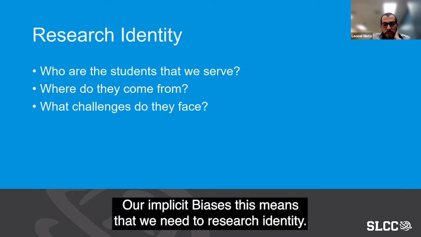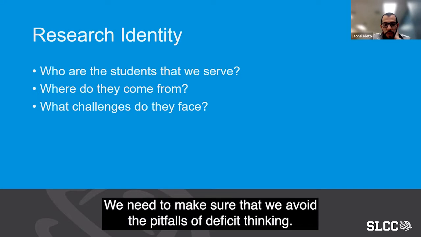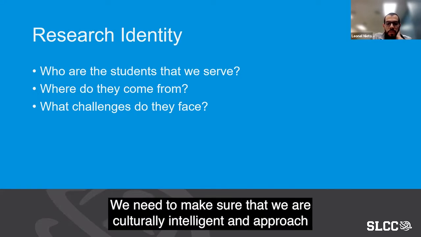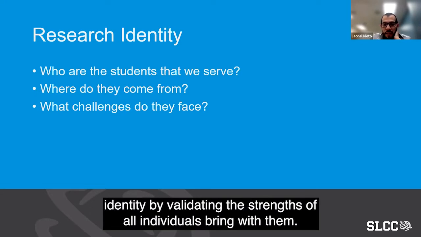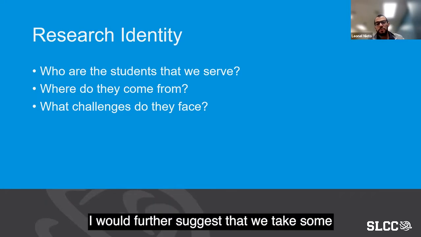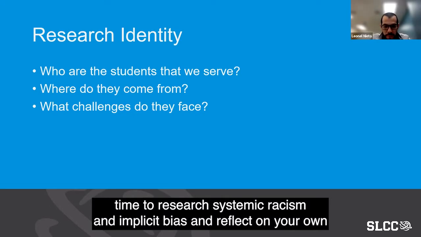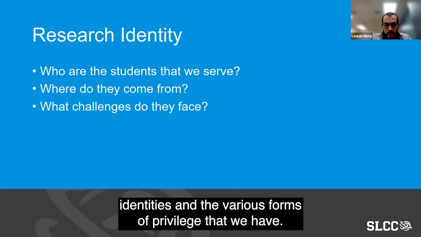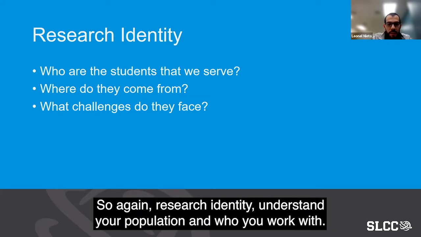This means that we need to research identity. We need to make sure that we avoid the pitfalls of deficit thinking. We need to make sure that we are culturally intelligent and approach identity by validating the strengths that all individuals bring with them. I would further suggest that we take some time to research systemic racism and implicit bias and reflect on our own identities and the various forms of privilege that we have. So again, research identity, understand your population and who you work with.